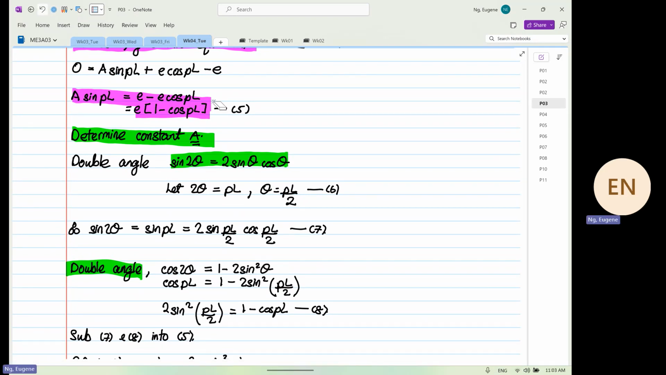Can I wipe it away? No, I cannot wipe out the highlight. Can I wipe out the highlight? No, sorry.